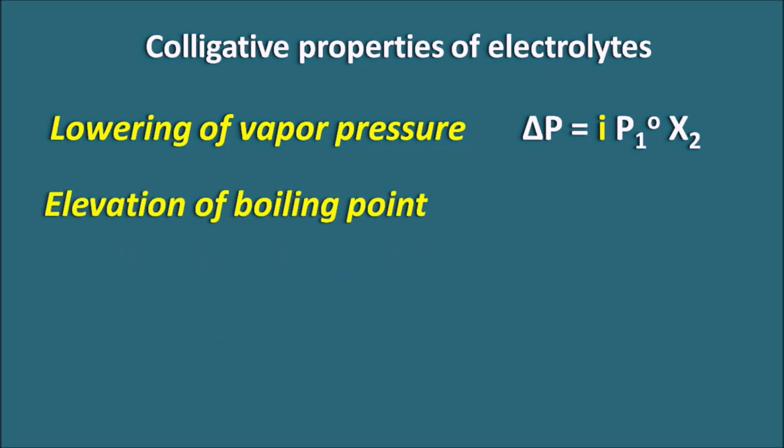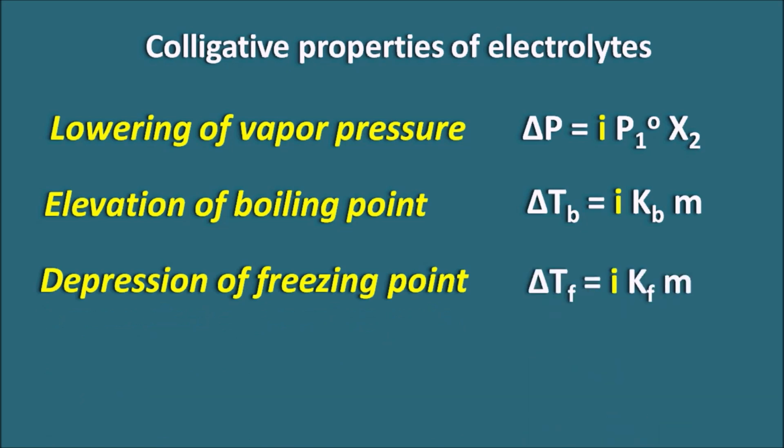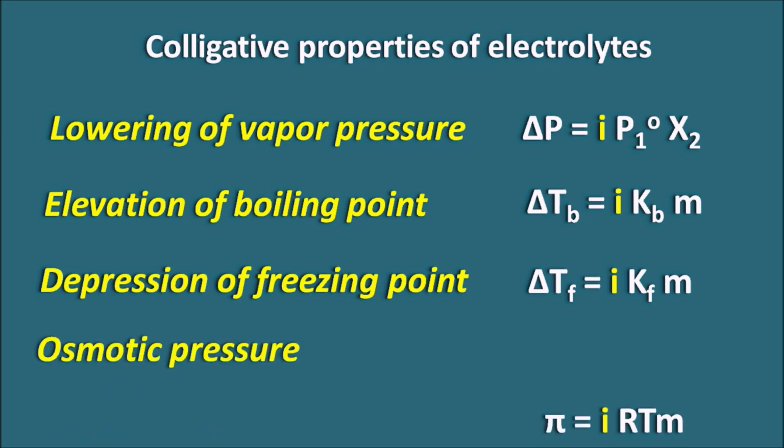Similarly, elevation of boiling point, ΔTb = i × Kb × m. And depression of freezing point, ΔTf = i × Kf × m. Finally, osmotic pressure, π = i × CRT. In all these equations, we can observe the Van 't Hoff factor is introduced. And here m indicates the molality, which is the number of moles of solute per kg of solvent. Similarly, the constants Kb and Kf are the ebullioscopic and cryoscopic constants respectively.